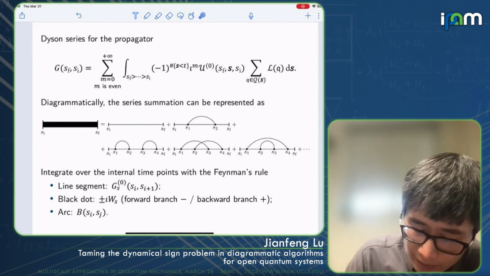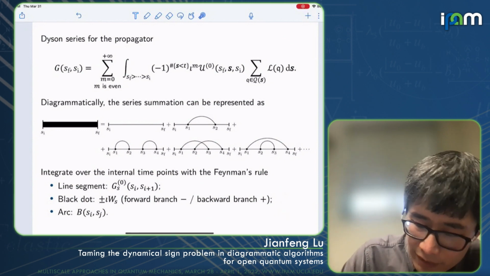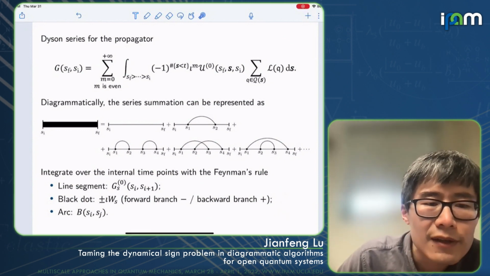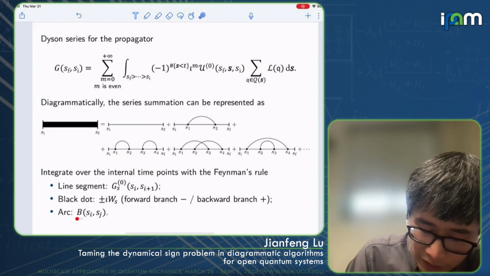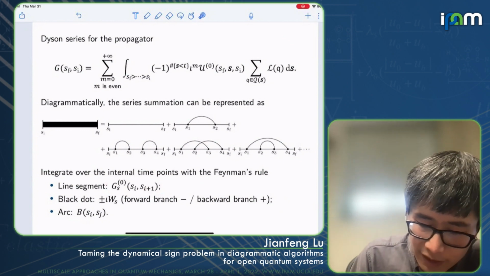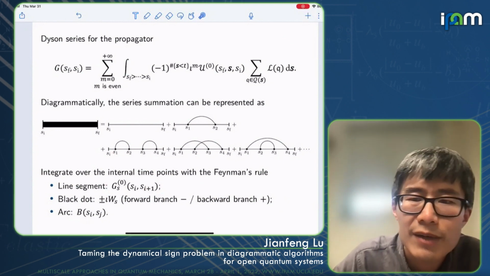Yeah, this answers the question. And then I'm writing down the Feynman rule here, for how to evaluate the right-hand side. For each arc, there is a B, and then you take the product, and for each line segment, there is a bare propagator. And then these black dots are where W is.